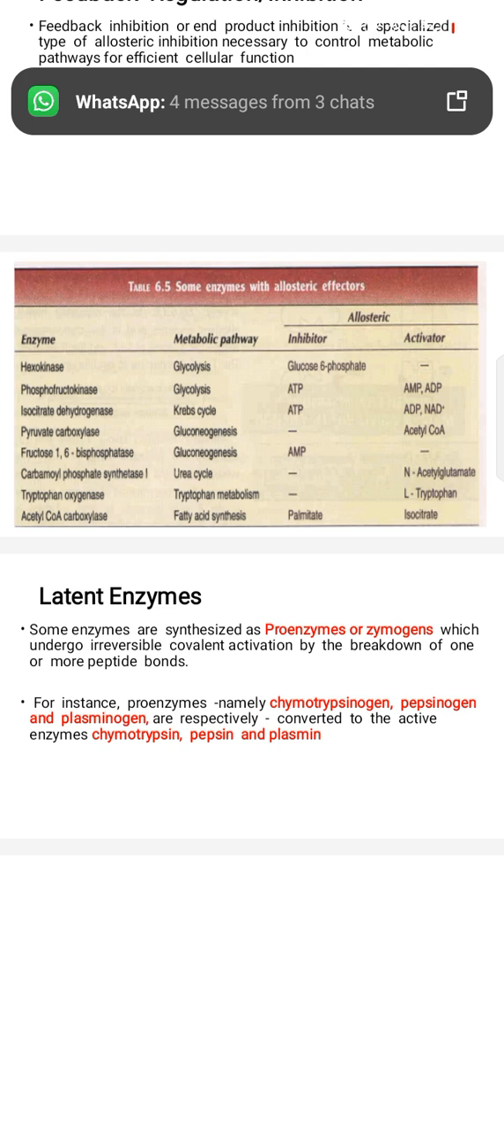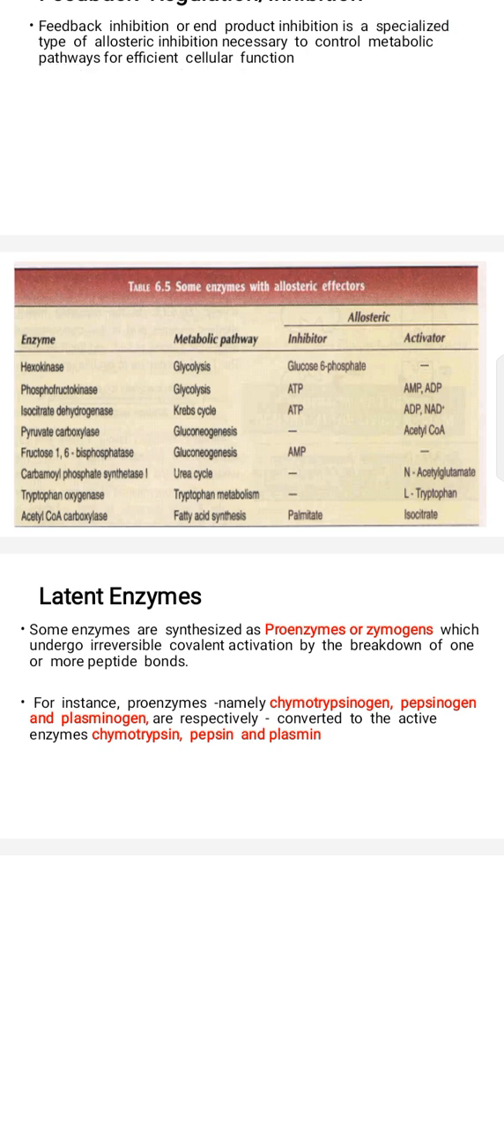So the inhibitor for hexokinase is glucose phosphate, and hexokinase doesn't have any activator. Inhibitor means that glucose phosphate stops the action of hexokinase. Do you get it? But hexokinase doesn't have an activator, so it doesn't have anything that will activate its work. Let's go to the second one. That's phosphofructokinase. Phosphofructokinase also works in glycolysis.